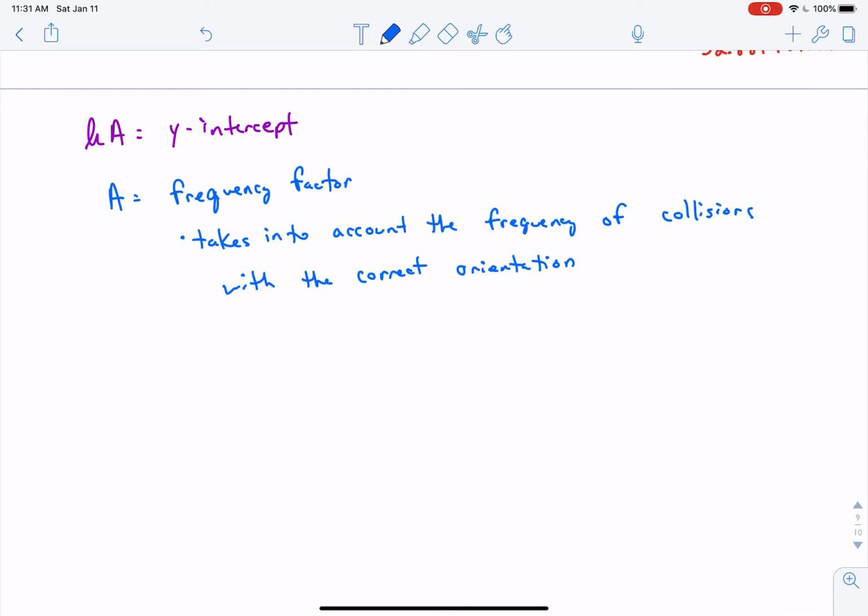It's just a value that says if you had infinite temperature, this is how many successful collisions you would have. But you don't have infinite temperature. So it's like an arbitrary scale, basically.